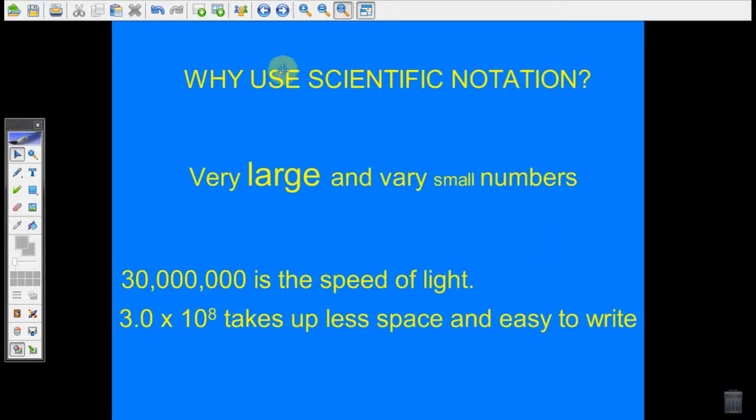So why would we use scientific notation? We use scientific notation anytime you're dealing with very large and very small numbers. For example, the speed of light is 300 million meters per second. That takes up a lot of space to write. So if you were writing this number over and over again in an equation, you would want to take a shortcut and use scientific notation and write 3.0 times 10 to the 8th. It takes up much less space and is much easier to write.